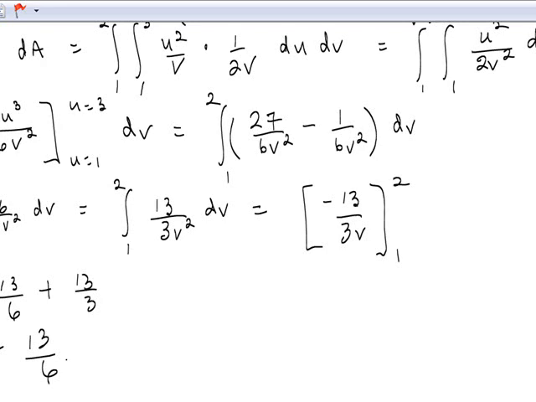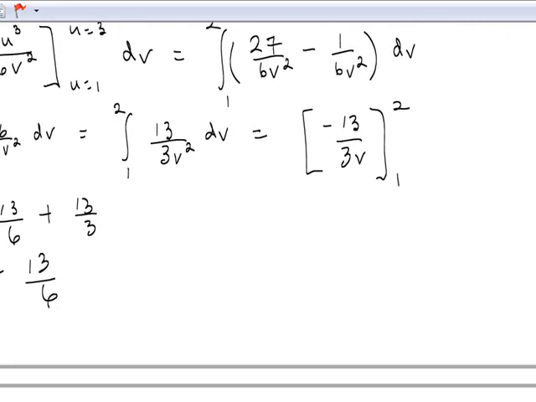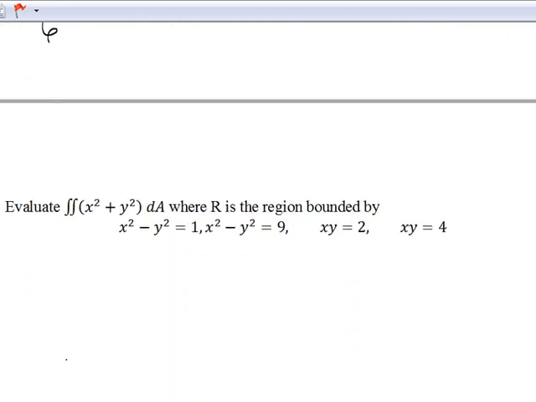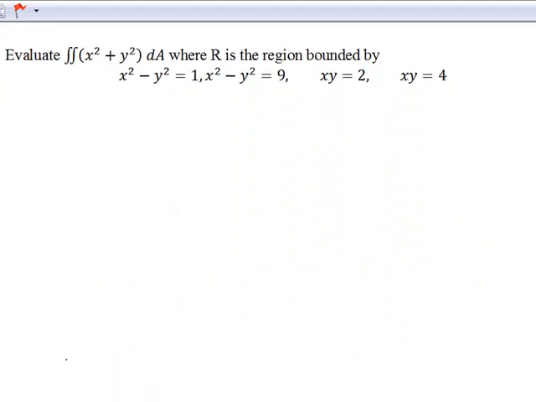Okay. Next, another one. Evaluate the double integral over R of x squared plus y squared dA, where R is the region bounded by these. No transformation was given here, right? Can you suggest?